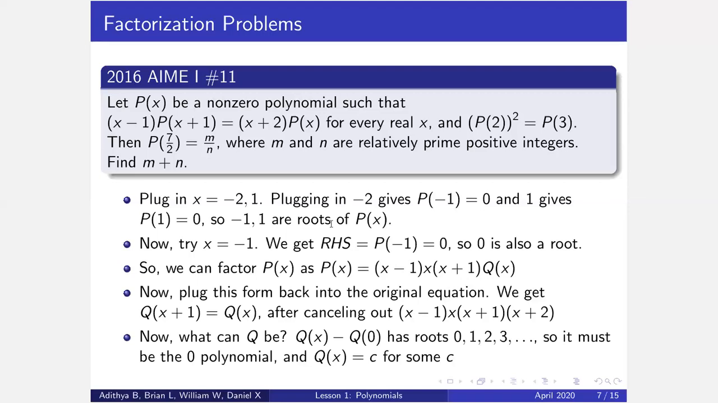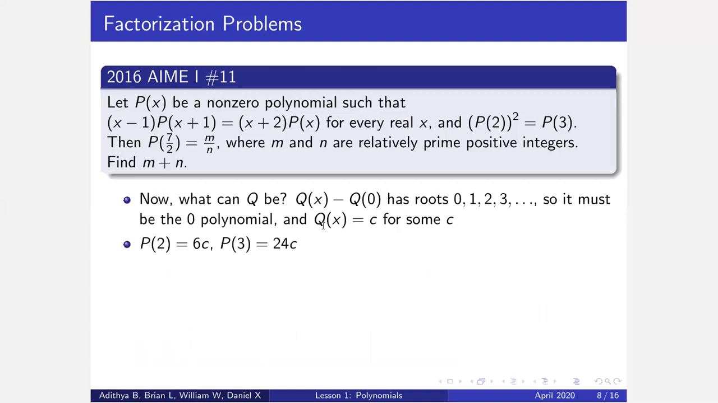We remember that p is also non-zero, so c is non-zero. This tells us that c is equal to 2 over 3, because c is equal to 24 over 36, which simplifies.